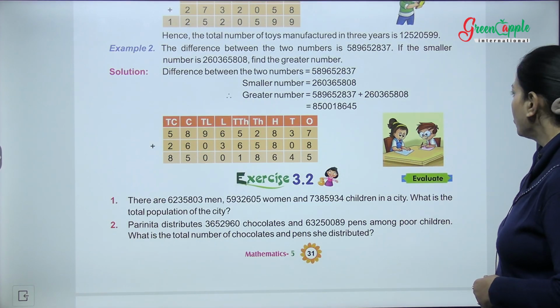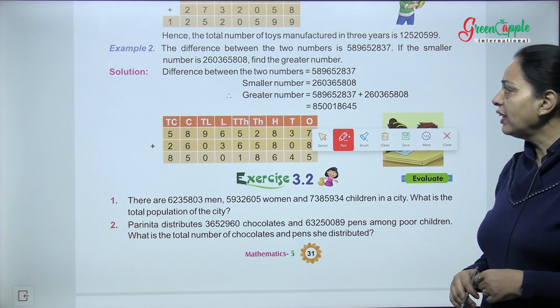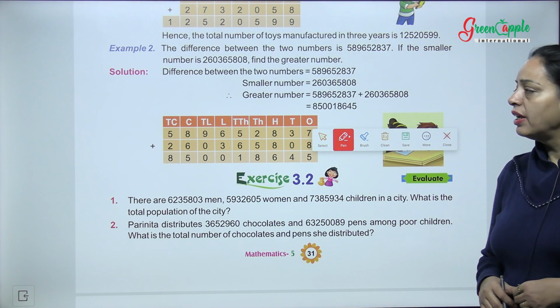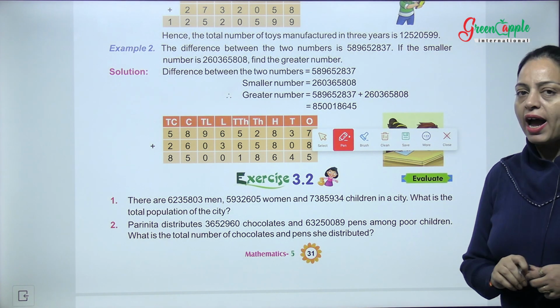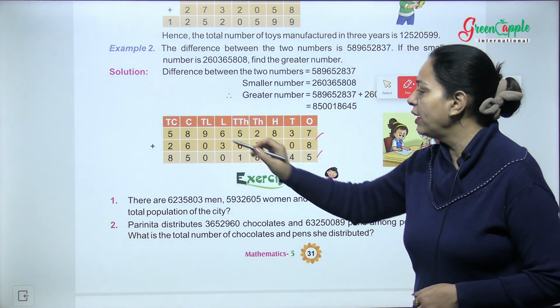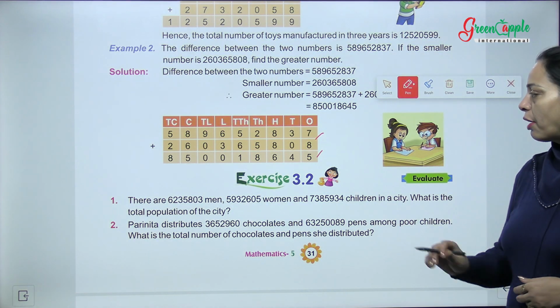The difference between the two numbers is given. If the smaller number is this, then find the greater number. So how can we find the greater number? Greater number is their sum. So we will add these two numbers. First arrange the digits according to the places, then add. So this is the greater number.